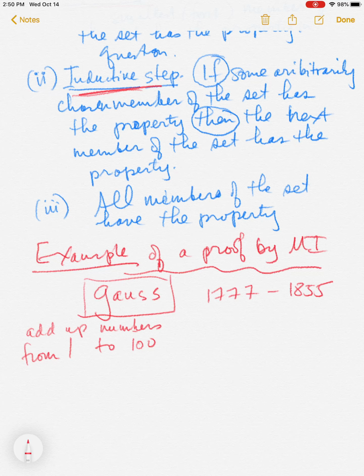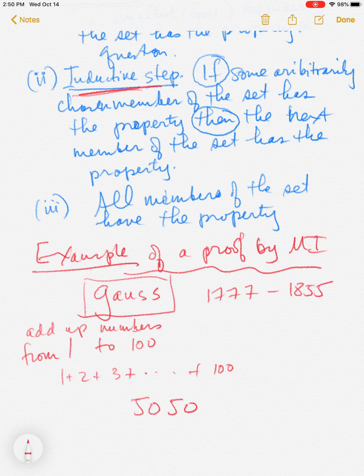So I'm going to give you a moment to see whether you can figure out what the answer is that Gauss came up with. So it's 1 plus 2 plus 3, all the way up to 100. Okay, and Gauss, much to the teacher's dismay probably, thinking that this would keep him quiet, said, I know what it is. It's 5,050.